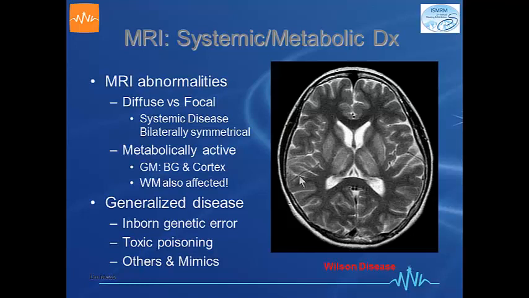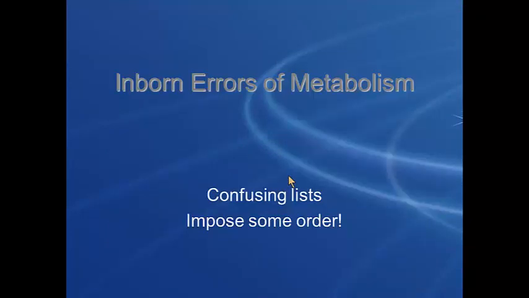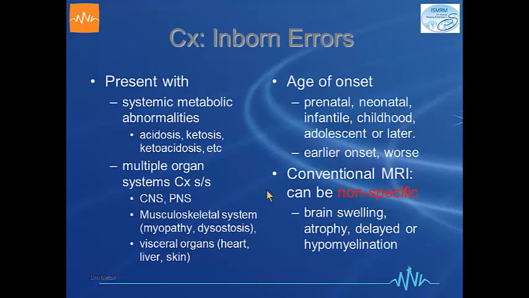The generalized disease tends to be inborn errors in younger children, but we have to be aware of mimics. So there are a very large number of confusing lists, and as radiologists, we tend to see only a very small spectrum of those that are more common, and we try to impose some order on the very large and sometimes chaotic-seeming lists.